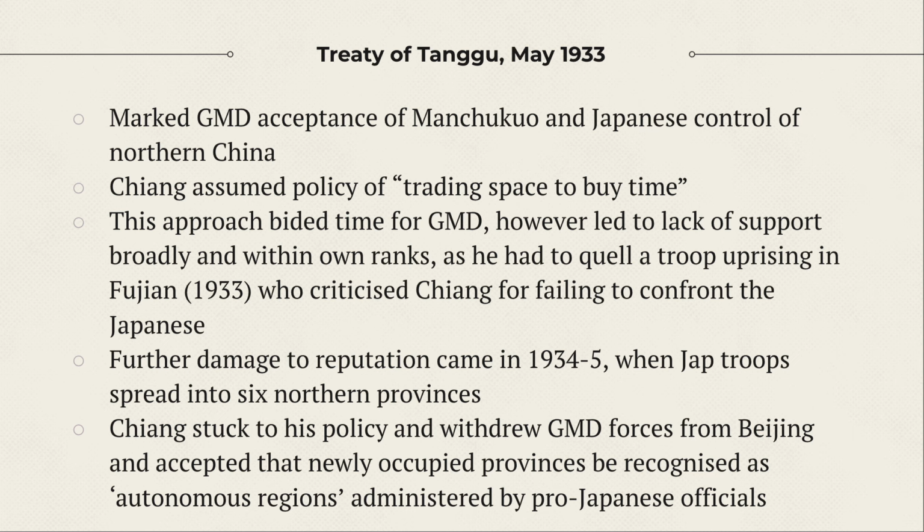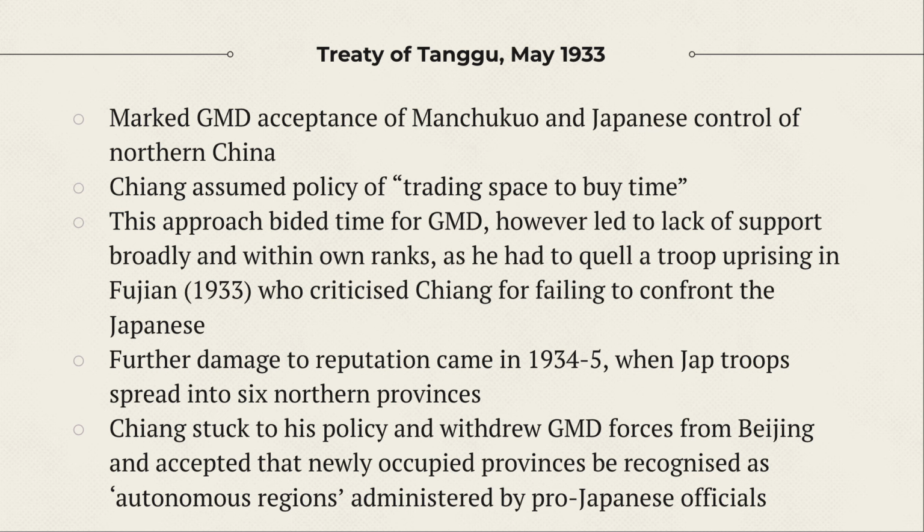So this approach allowed time for the GMD, but it led to a lack of support broadly within its own ranks. The nationalists start to have some problems. There's a troop uprising in Fujian, which criticized Chiang for failing to confront Japan. Further damage came in 1934 to 1935 when Japanese troops spread into 6 northern provinces. He stuck to his policy, withdrew GMD forces from Beijing and accepted the newly occupied provinces being recognized as autonomous regions administered by pro-Japanese officials. So he is going to continue pulling out of northern China to focus on fighting the communists.